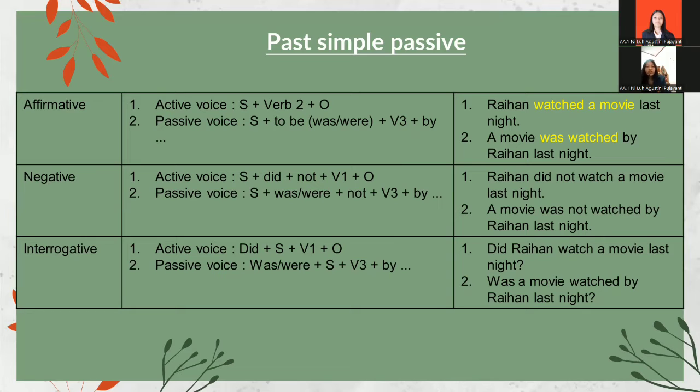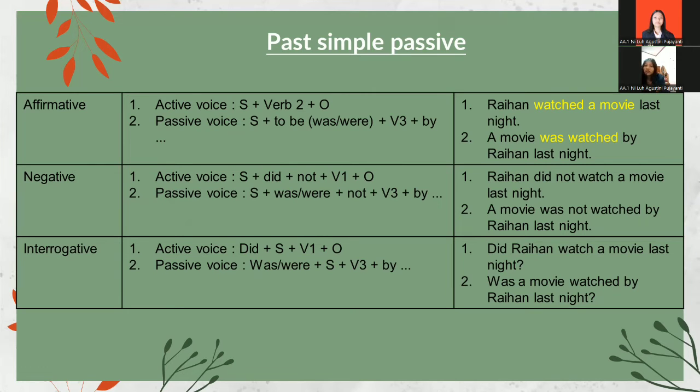In negative, in passive sentence, in passive voice, the structure is subject plus to be, was or were, plus not, plus verb 3, plus by. So the sentence will be, a movie was not watched by Raihan last night.